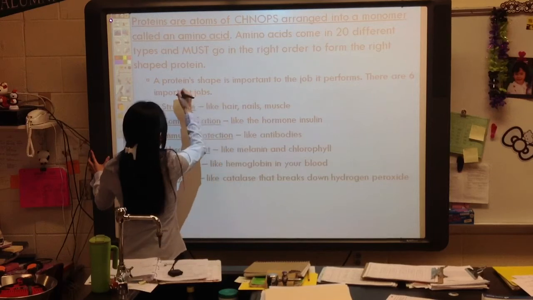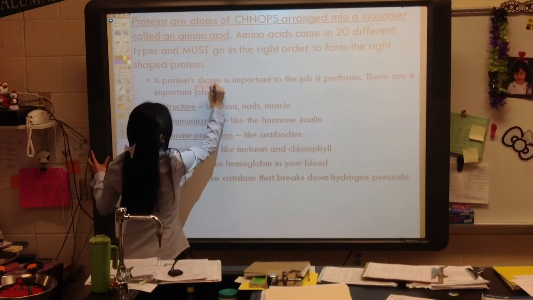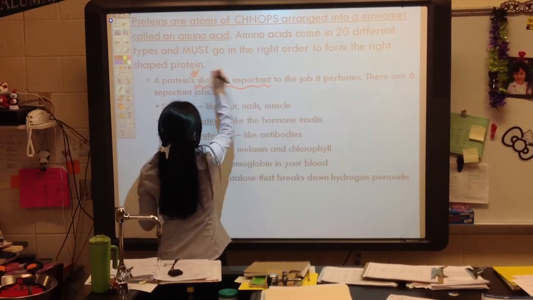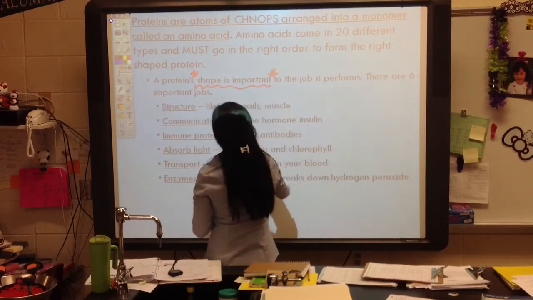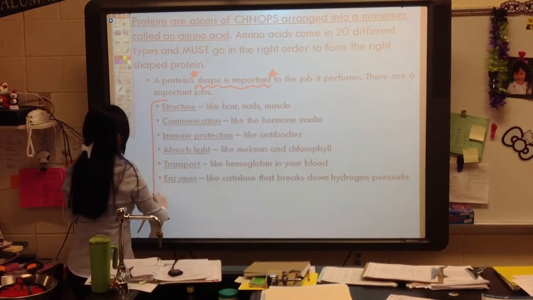Here we want to underline that shape is important. This is important to know. And here are our different functions.